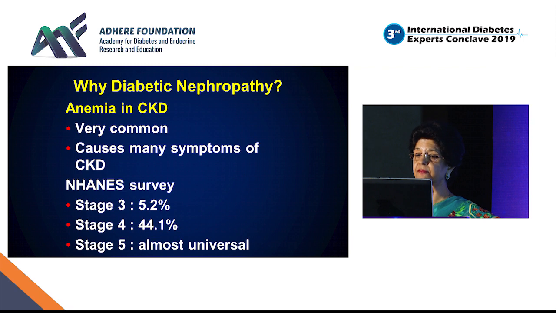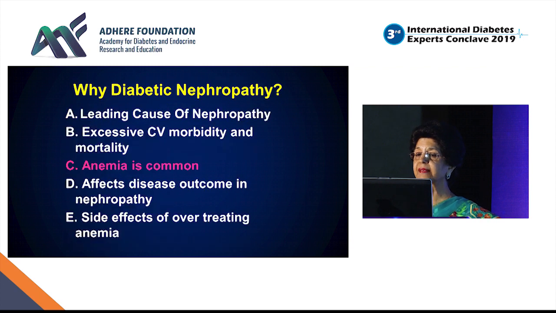So in CKD, it's very common. As the CKD advances, you can see in stage 3, it's only 5.2%. In stage 4 it is almost 45%, and in stage 5, it is universal. So it is a leading cause. Why diabetic nephropathy? Because we know it is the leading cause. Excessive CV morbidity and mortality is associated, affects the disease outcome, and you have to be very balanced here. It's like that A1C of 7.